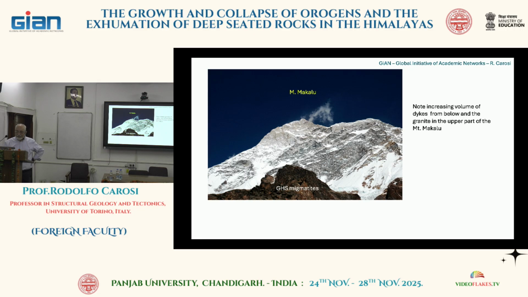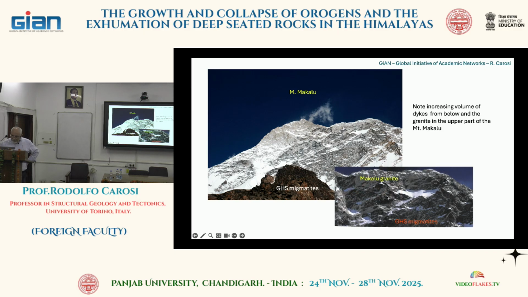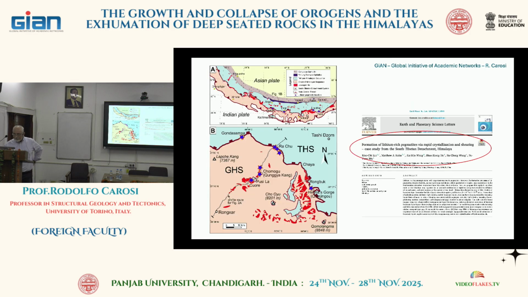So it is a picture of Mount Makalu. Mount Makalu is made at the top by leucogranites. You can see the dark stuff below. There are migmatites, and if you take a close look, you can see that there are a lot of dikes and sills from the migmatite, and they increase in volume towards the upper part until they build up the main granite of the Makalu massif mountain.